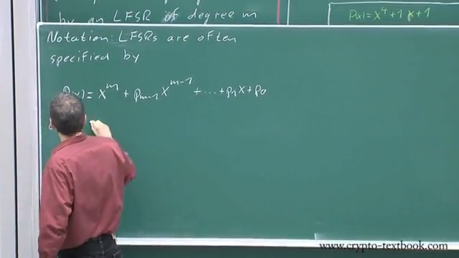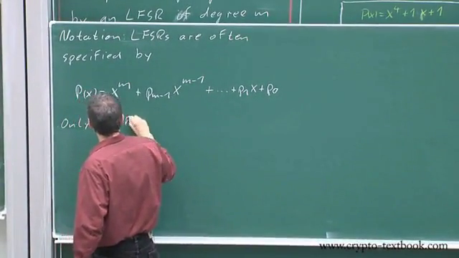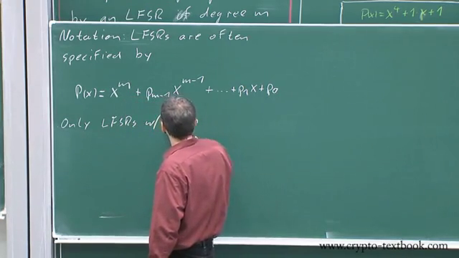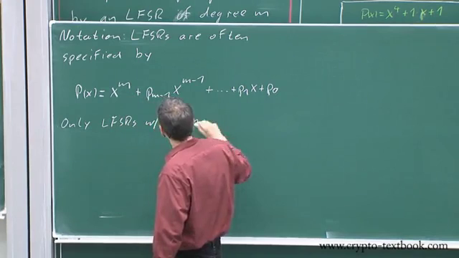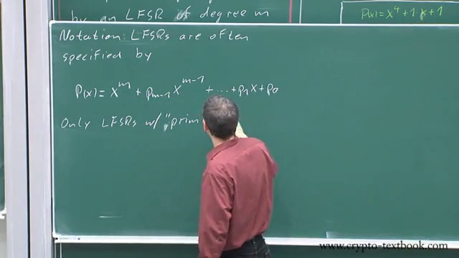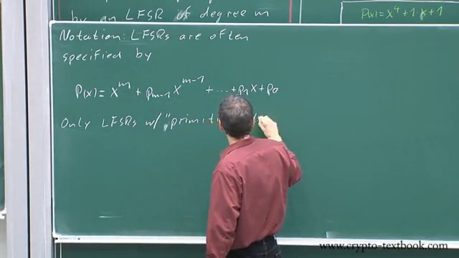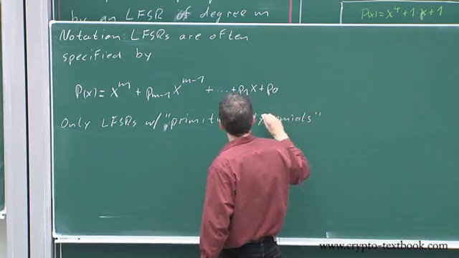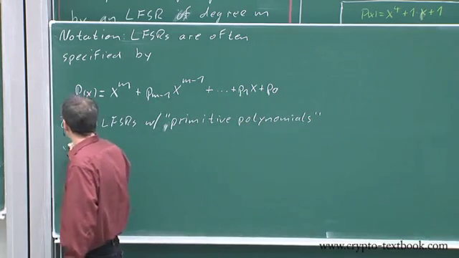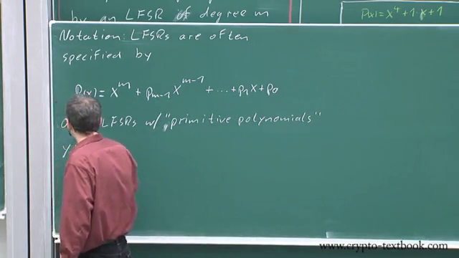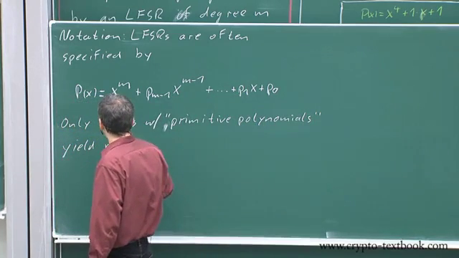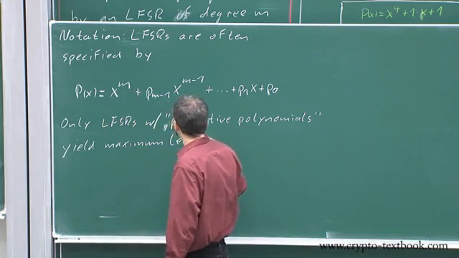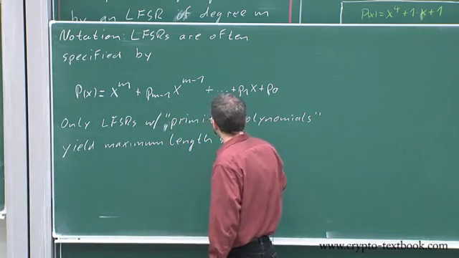Only LFSRs with "primitive", and that should be in quotation marks, Gänsefüßchen, with primitive polynomials yield maximum length sequences.